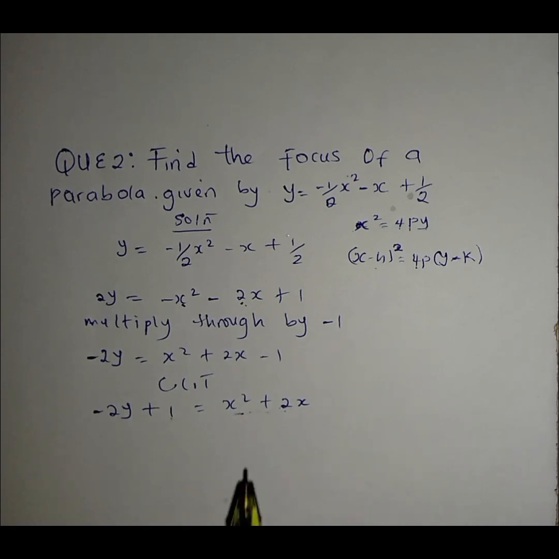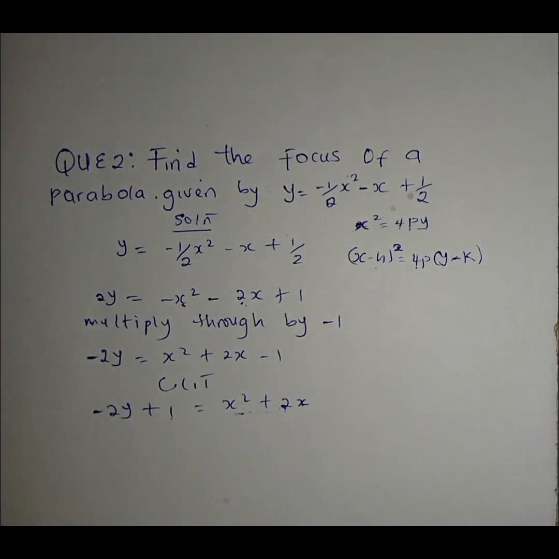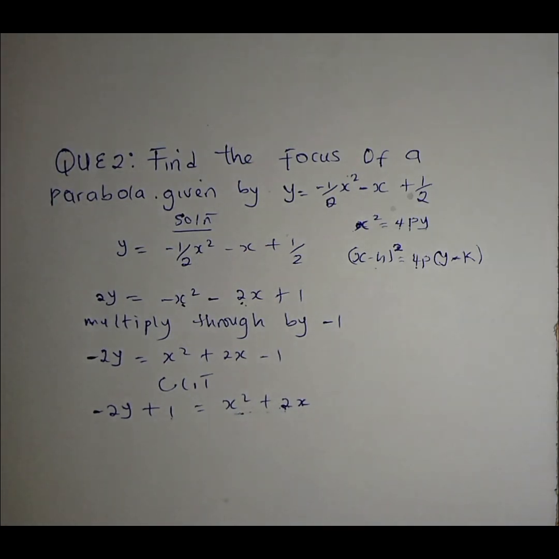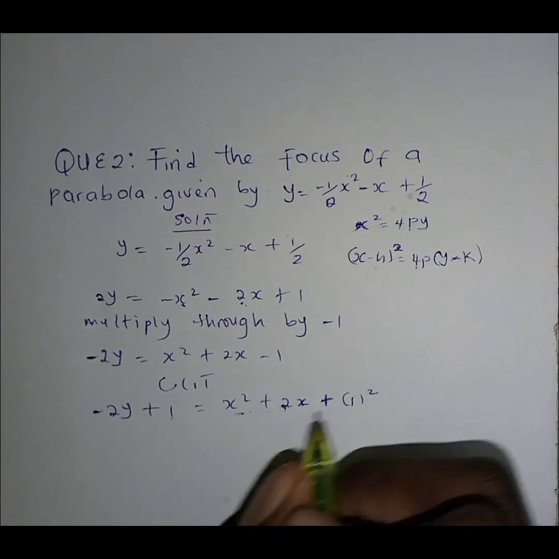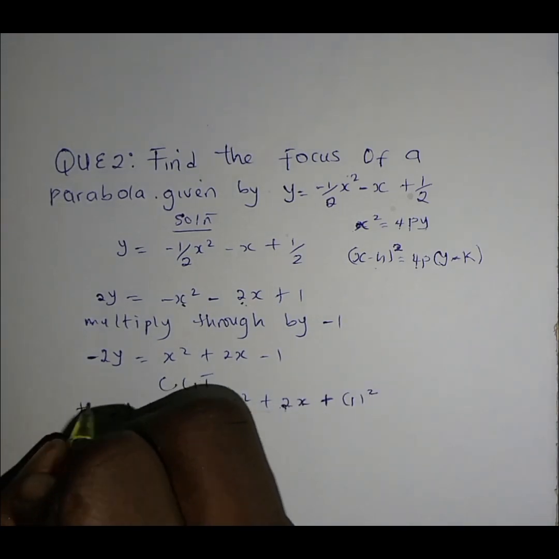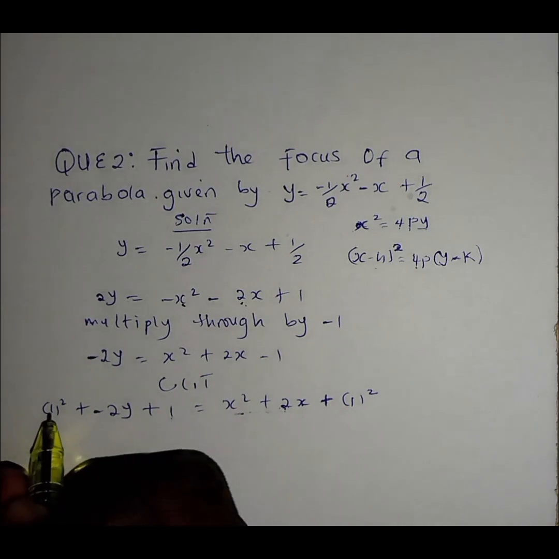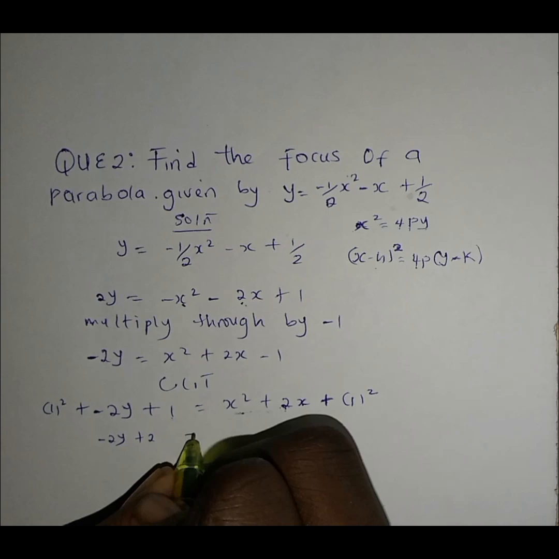So, how do we do this? We'll pick the coefficient of x, which is 2, and multiply it by half. So multiply 2 by half, it will give you 1. Then square the 1, it will be 1 squared. Add it to both sides of the equation, it will now be plus 1 squared. Therefore here plus 1 squared. So I've added it to both sides of the equation. 1 squared is 1. 1 plus 1 is 2. So in this place we have minus 2y plus 2 equals.